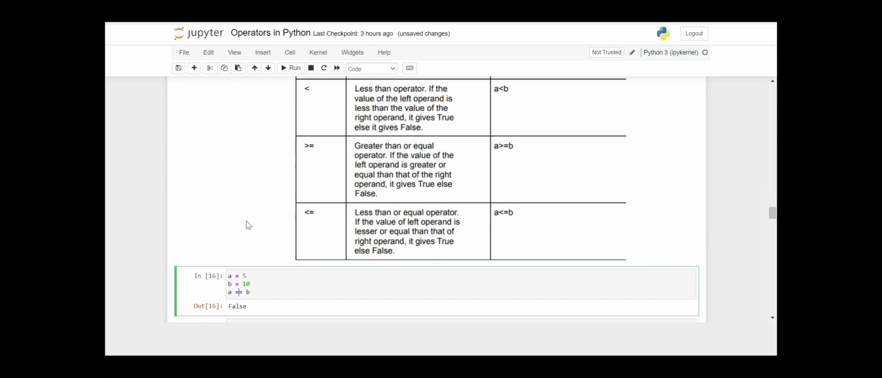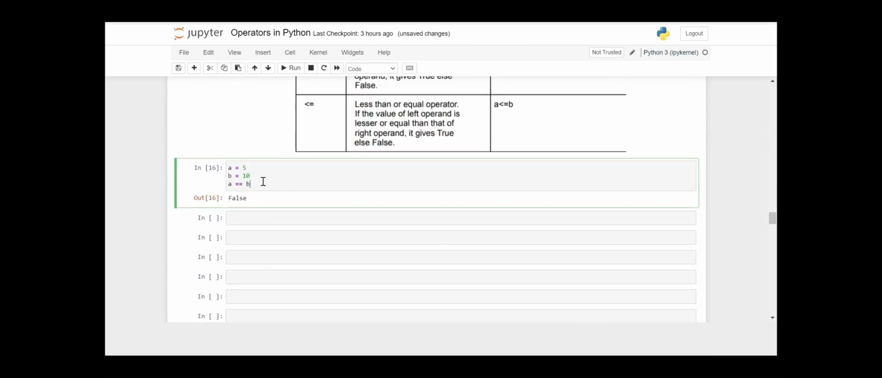To check whether two variables have equal values, we use double equal to in Python. Okay, that is number 1. Then we have not equal to. I'm going to copy this and use this only.